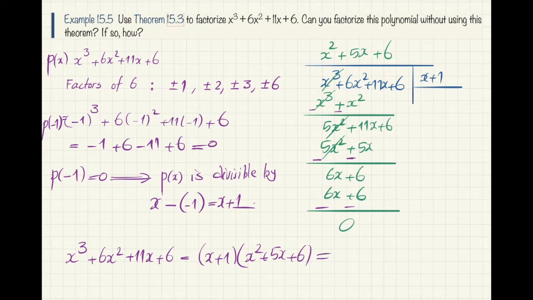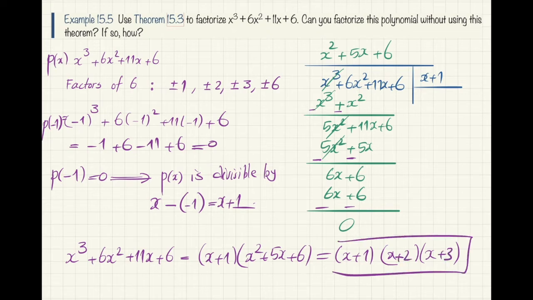Now that you see that this is not finished yet, I can factor it a little bit more. x squared plus 5x plus 6 can be written: I open two pairs of brackets, put x in each one of them, and I ask myself, I need two numbers whose sum is positive 5 and the product is 6, so I will write positive 2 and positive 3 here. So this is the fully factorized form of my polynomial. Now let us go to the next one.